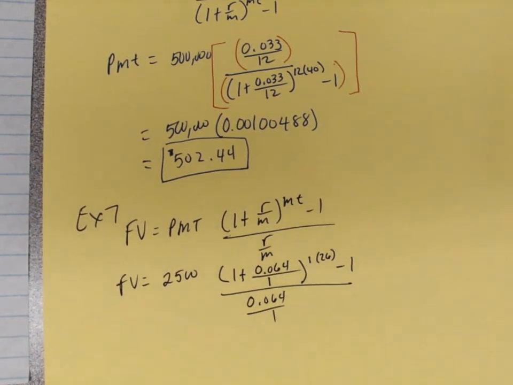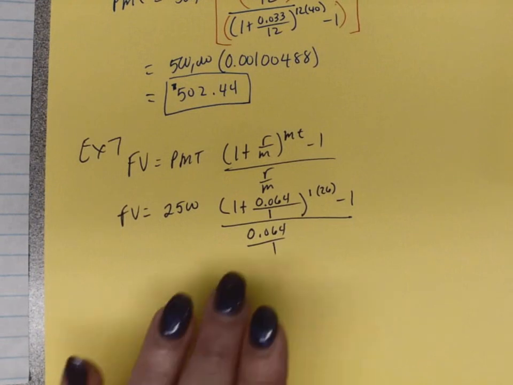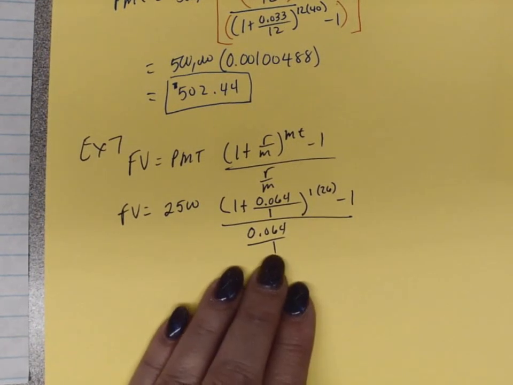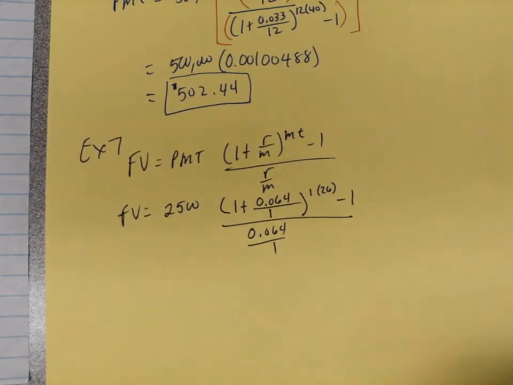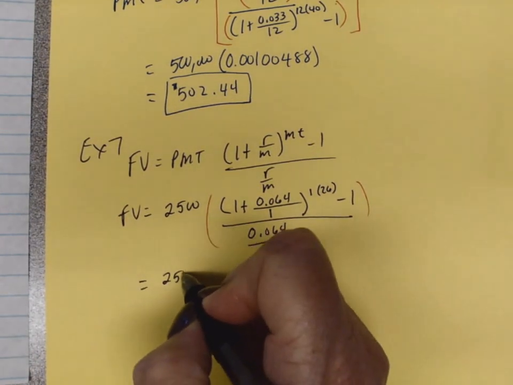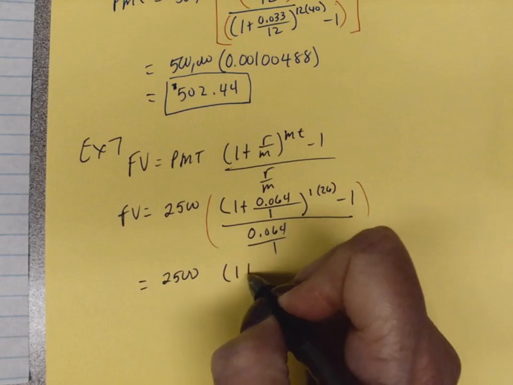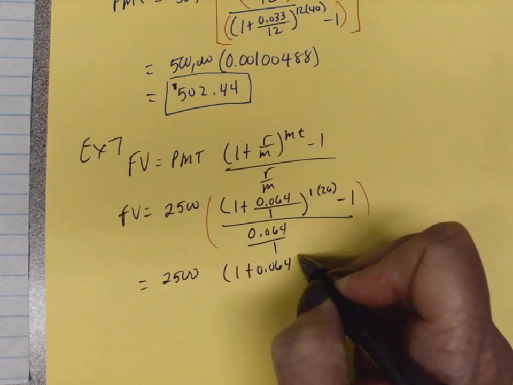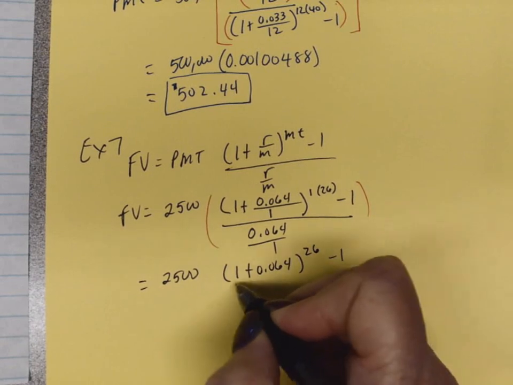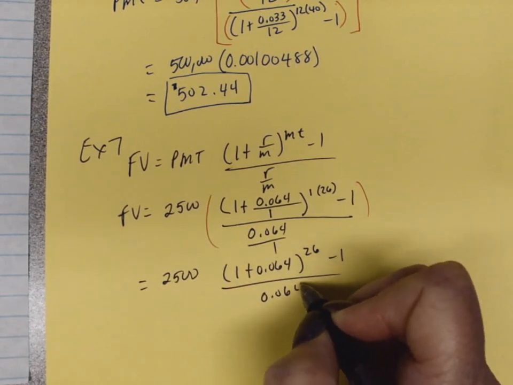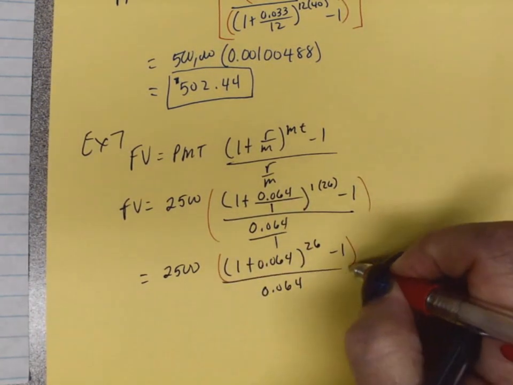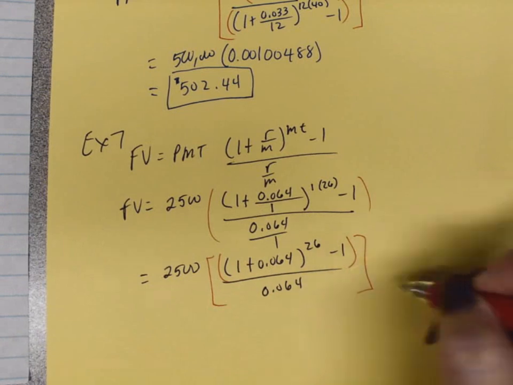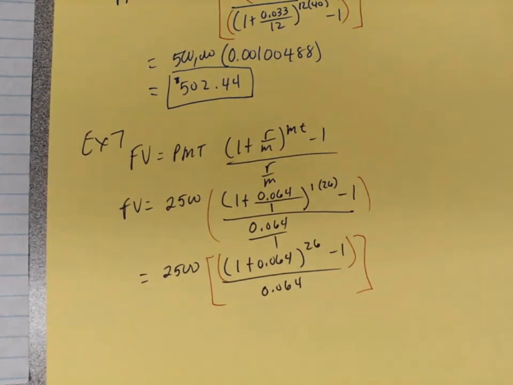0.064 divided by 1. You're like, do I have to write the ones? If you're on a test, you would need to write the ones so I can see that you understood it was annually. But let's simplify this down. And I'm going to go ahead and put that set of parentheses so it's not quite floating there. All right, so we got 2,500 times 1 plus 0.064 raised to the 26 minus 1 over 0.064. We don't need to put the ones in the calculator. So we still have to do the top, and then we still have to do the whole thing. All right, so let's go put this in the calculator.